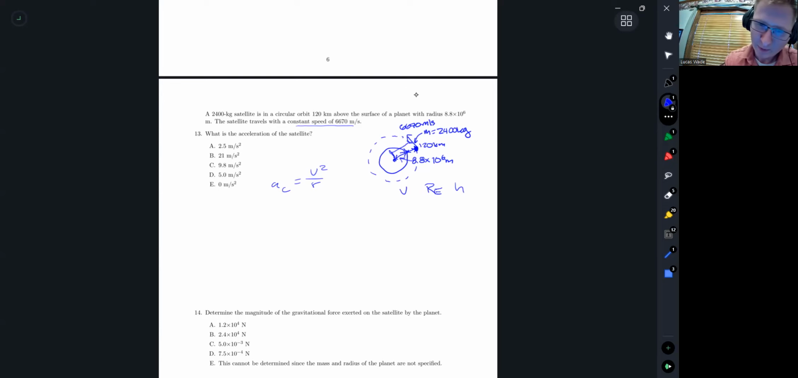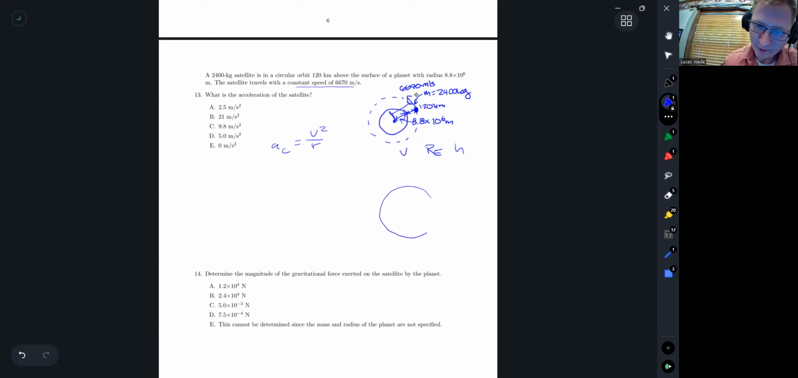Maybe it'll help if I draw this a little bit bigger. We're given that this distance is 8.8 times 10 to the 6th meters, and then the satellite is an additional 120 kilometers above that.